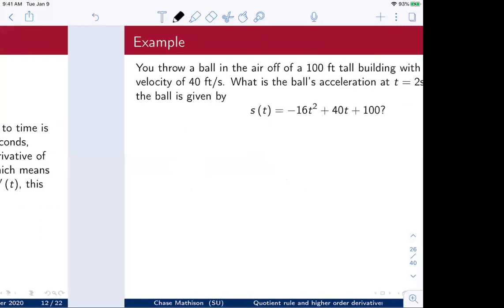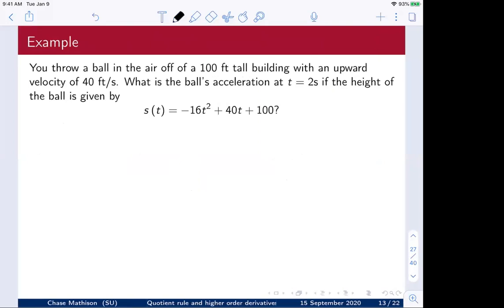Okay. So here's an example. You throw a ball in the air off a 100-foot tall building with an upward velocity of 40 feet per second. What is the ball's acceleration at t equals 2 seconds? If the height of the ball is given by s of t equals negative 16t squared plus 40t plus 100.